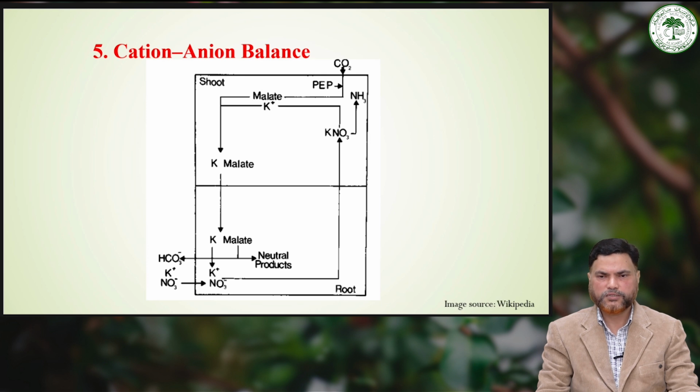In addition to this, potassium plays a very crucial role in balancing the positive and negative ions in nitrate metabolism, where it commonly acts as a primary counter ion for nitrate during long distance transport in the xylem and for storage in the vacuoles.